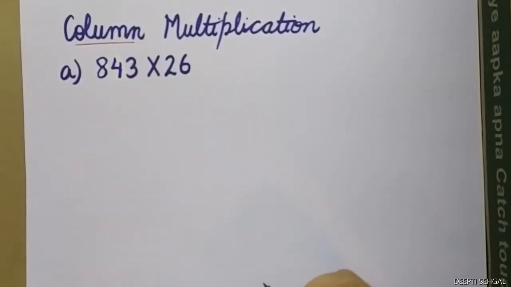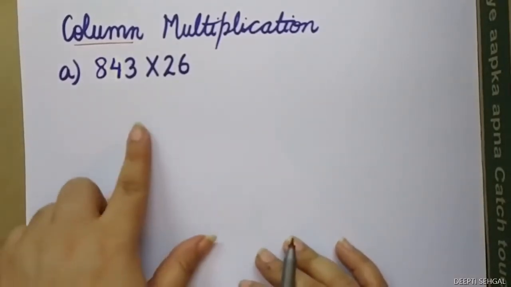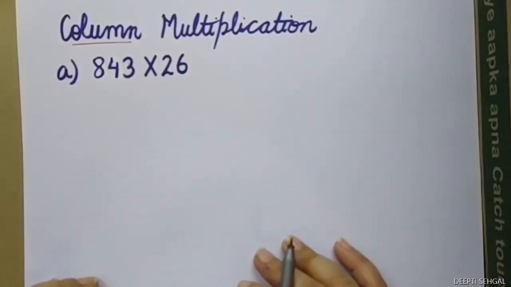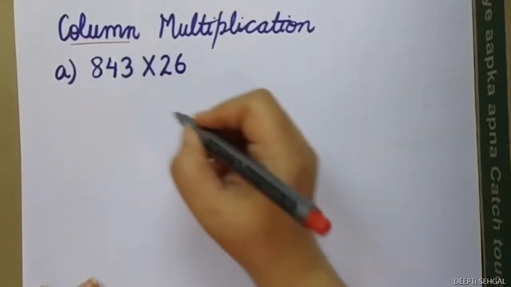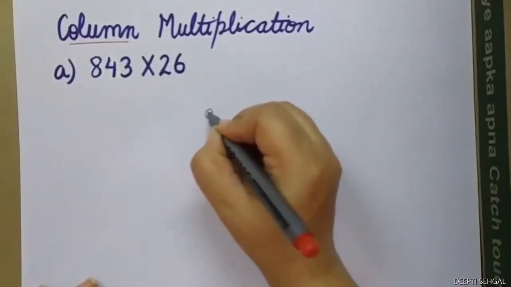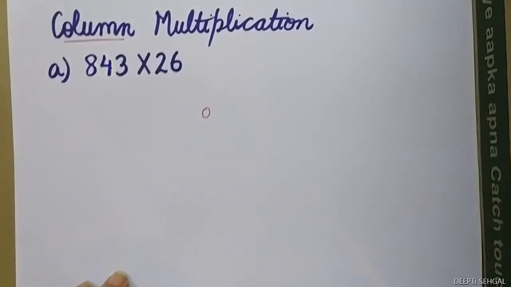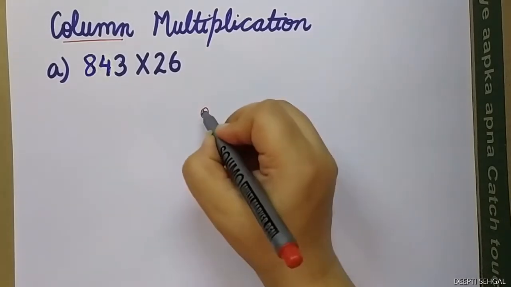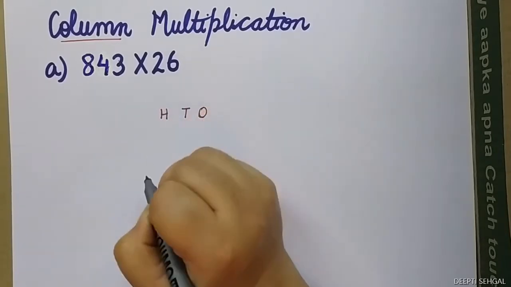Today we will study about column multiplication. So let's begin. In column multiplication, you have to write the digits as per their places. So let us write the digits as per their places. This is ones, tens, hundreds. So I am writing here ones, tens, hundreds.